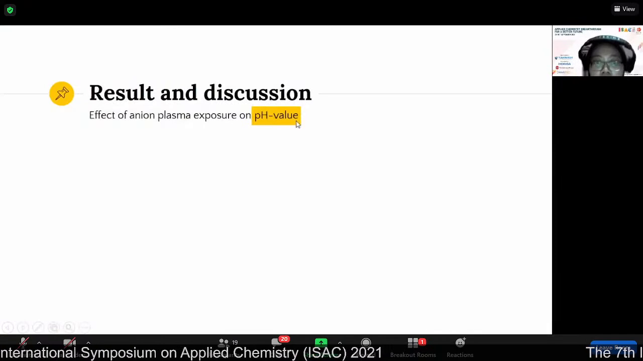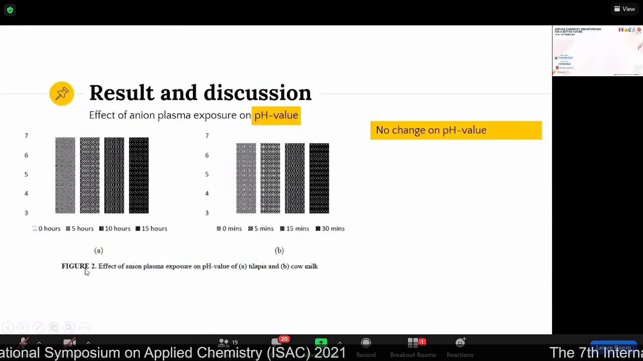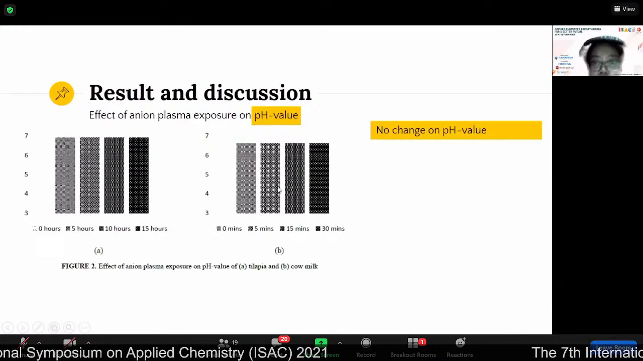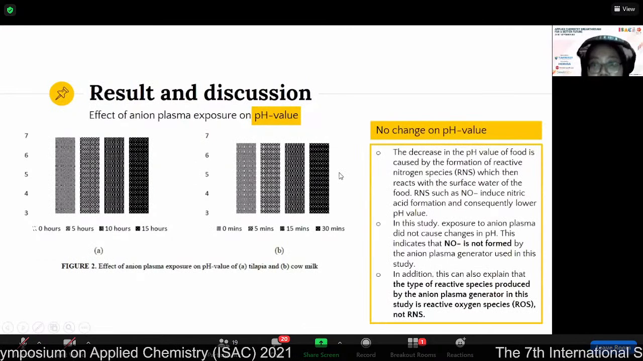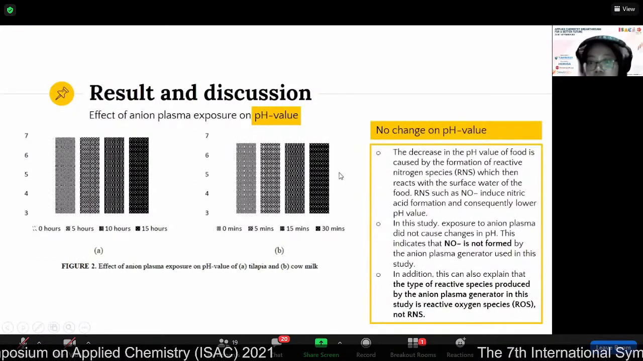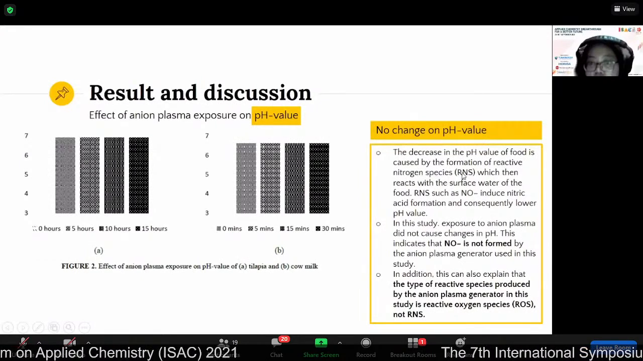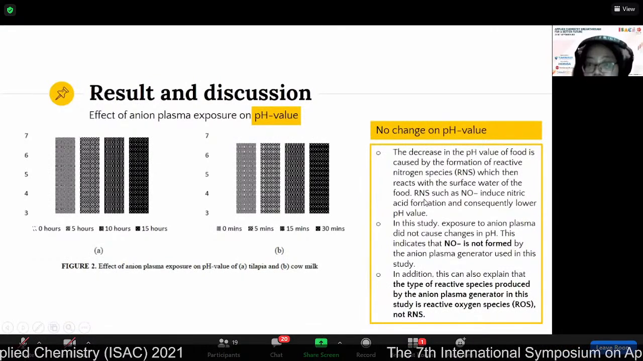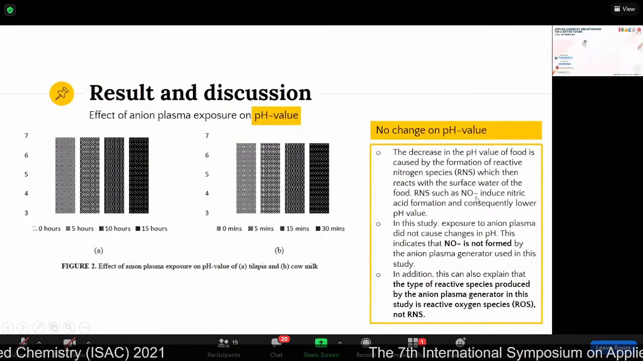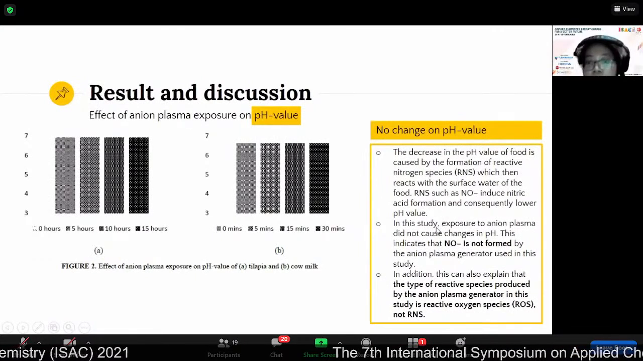Here's the result of the pH value measurement. Based on the picture, there was no change in pH value. A decrease in the pH value of food is caused by the formation of reactive nitrogen species, or RNS, which then react with the surface water of the food. RNS such as nitric oxide induce nitric acid formation and consequently lower the pH value.